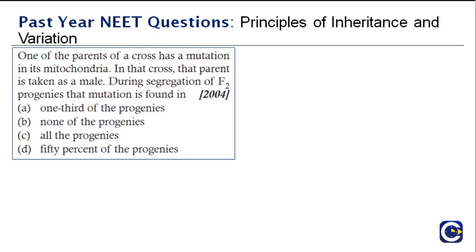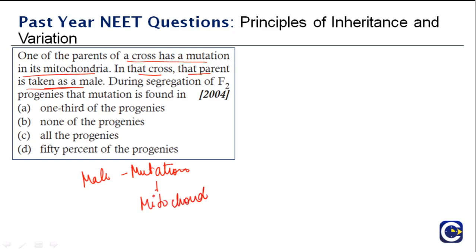One of the parents of a cross has a mutation in its mitochondria. In that cross, that parent is taken as a male. So the male has the mutation, and this mutation is present in the mitochondria. During segregation of F2 progenies, that mutation is found in 1/3 of the progenies, none of the progenies, all the progenies, or 50% of the progenies. So this is a very easy question.